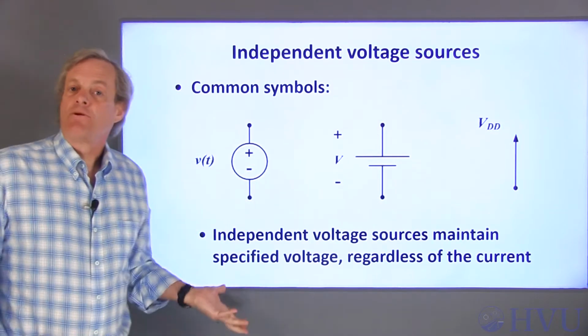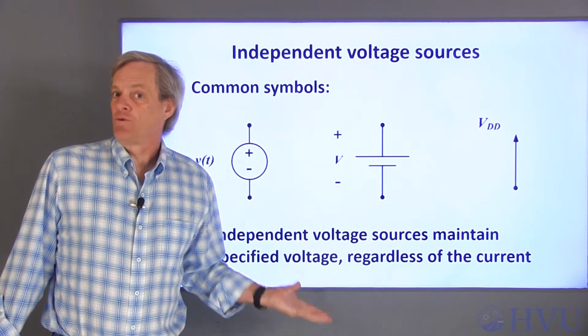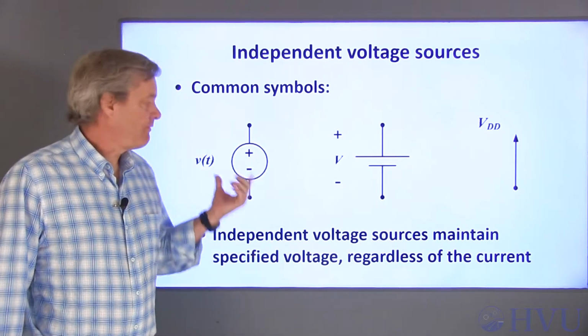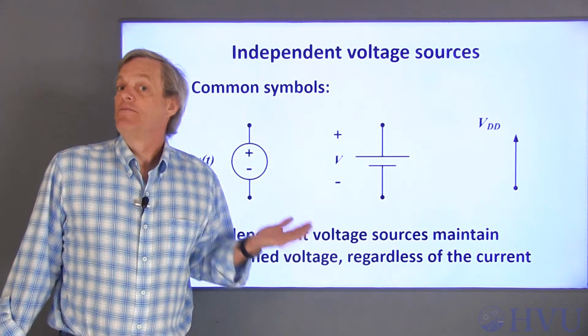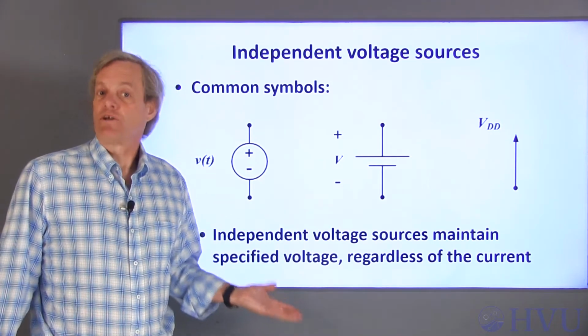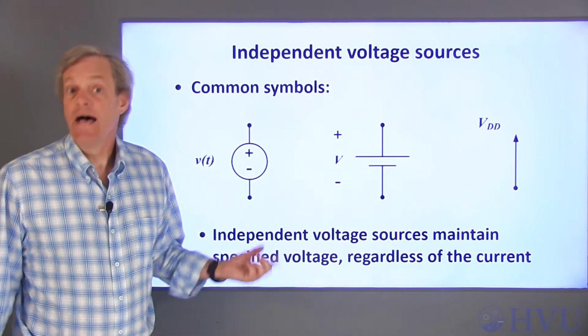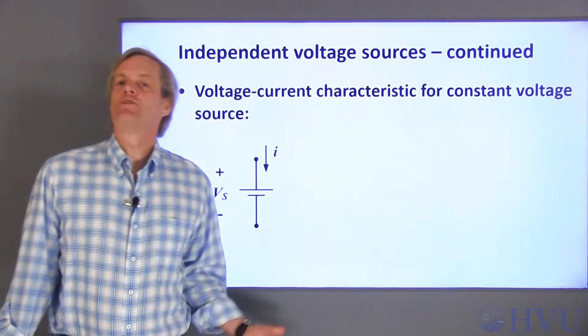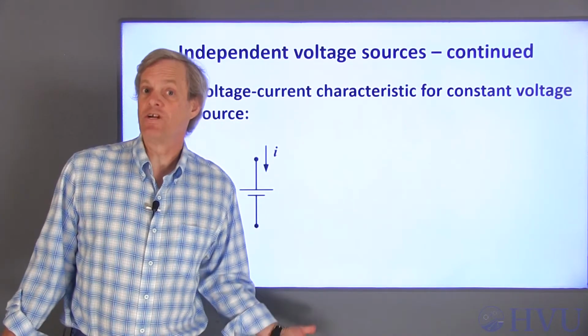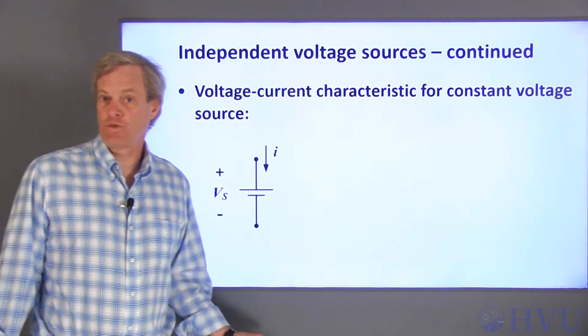The main property of ideal independent voltage sources is that they provide the specified voltage regardless of the current demanded of them. This means that we don't know anything about what current's being provided by the supply until we connect it to a circuit. Now let's look at the voltage-current relation for an ideal constant voltage source.